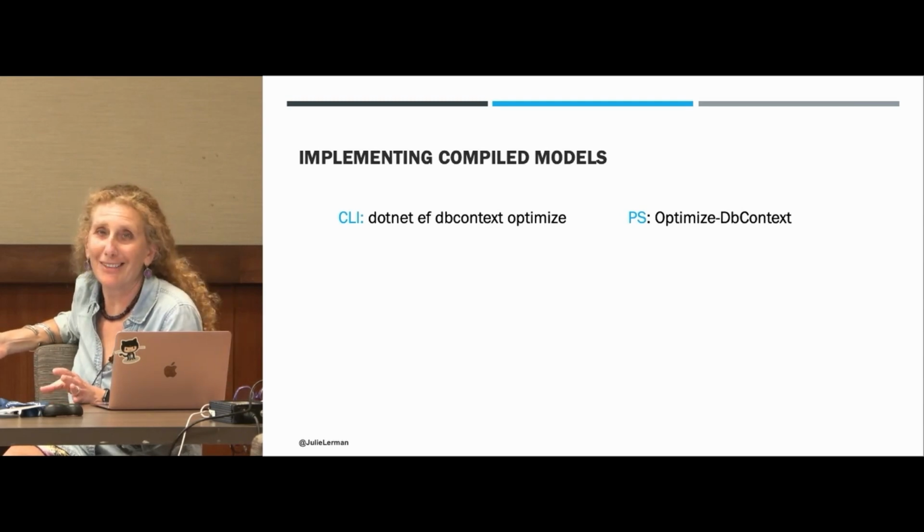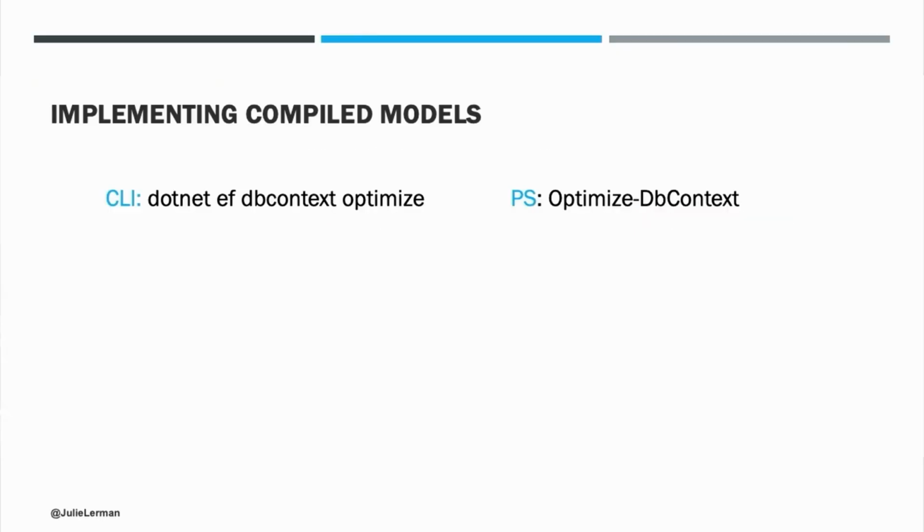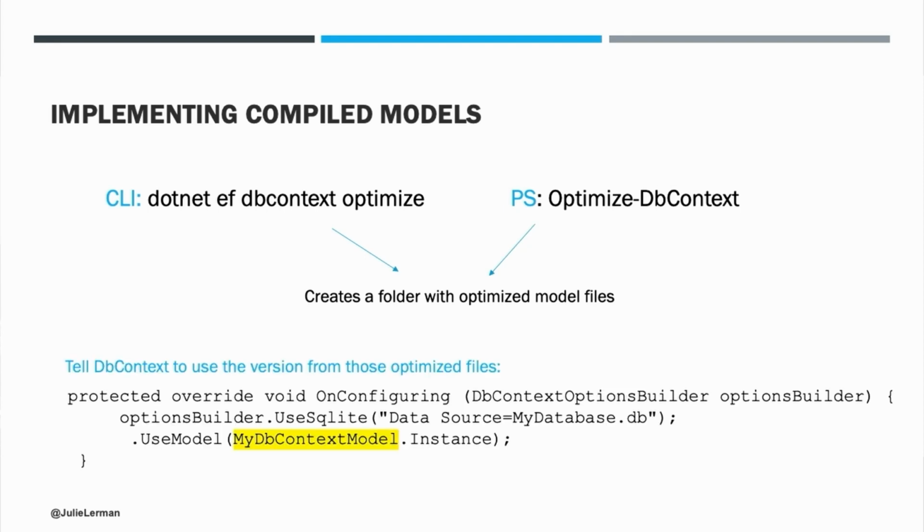Okay, so here's how you pre-compile models. That doesn't happen on its own. That's not a freebie. And you can do it whether you're using the CLI or using PowerShell commands. So in the CLI, it's dotnet ef dbcontext optimize, versus Optimize-DbContext if you're in PowerShell. And what it does is it creates a folder filled with all the assets it needs related to pre-compiling. And then you have to tell the DbContext to use that instead of doing its normal thing.